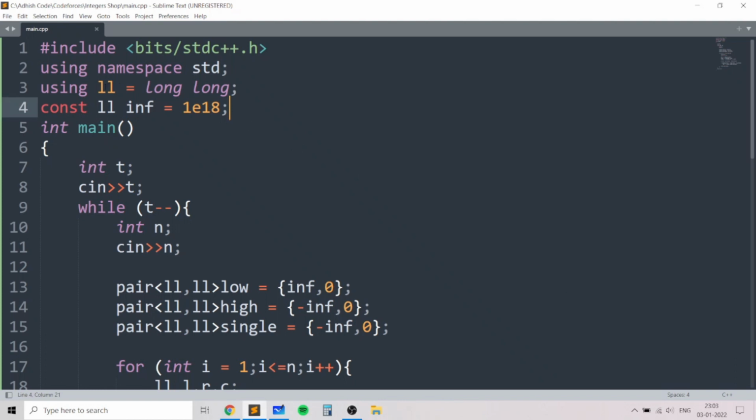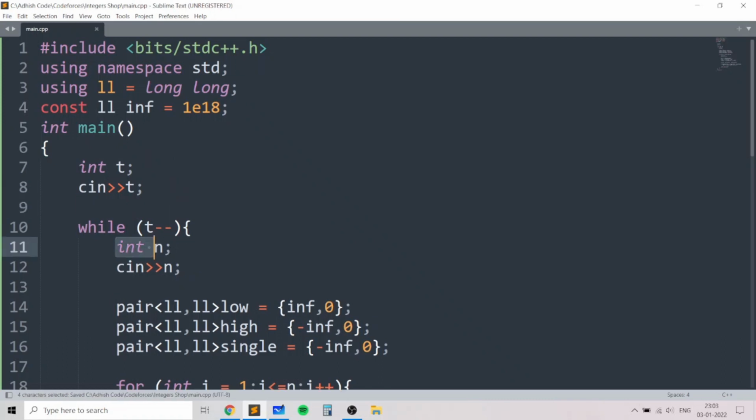So in the code I use LL for long just for safety in case the integers overflow, and const LL infinity to be 10 to the power of 18, which is one of the largest infinite values which you can store in long. So for each test case I take the value of n. I initialize low to be infinity because we are minimizing, we want to find the minimum value of the left endpoint. That's why we set it to infinity, and it will always decrease, and the cost should also be minimized. That's why we can set this cost to be very large, to be infinity.